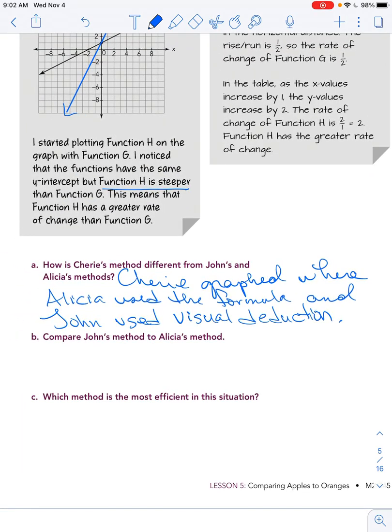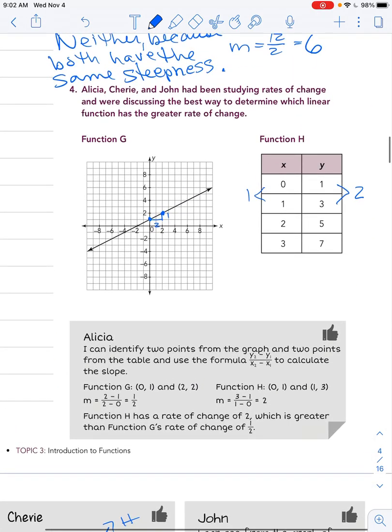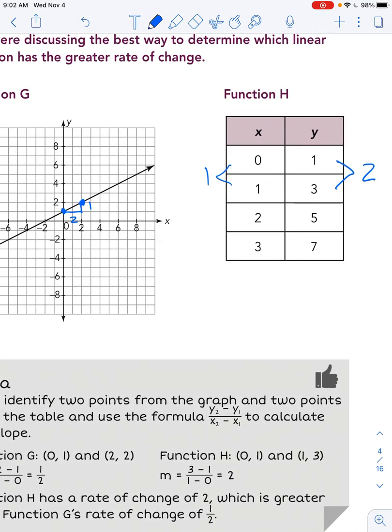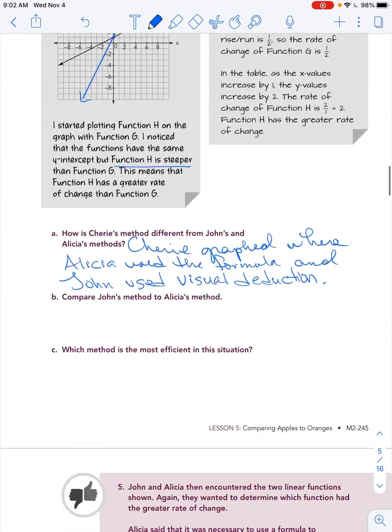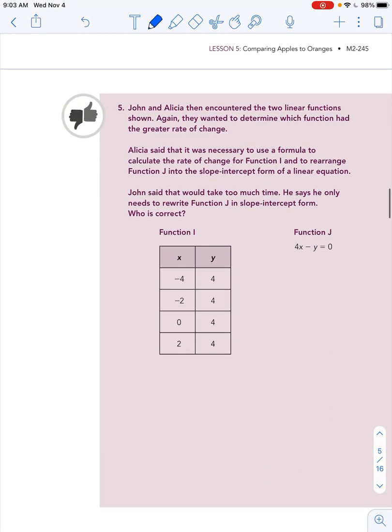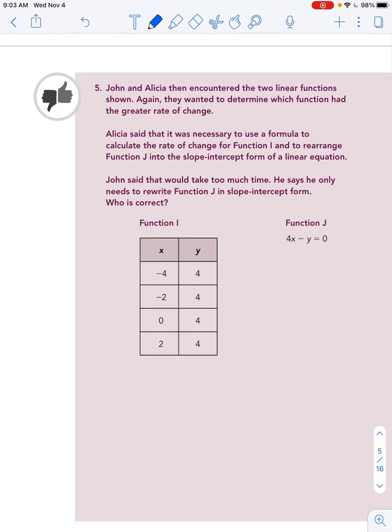Which one's the most efficient for this situation? I actually think John's is the best one, but does it matter? No. Okay, I like John's because I really didn't have to find the equation. I didn't have to use the slope. I could just visually look at it and figure it out. Now, it depends on who you are as to which way you like to do it.